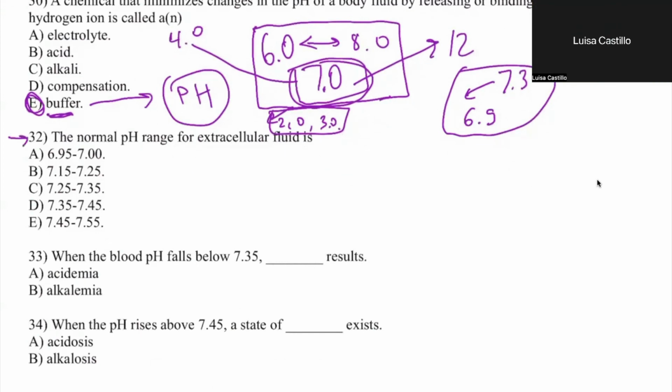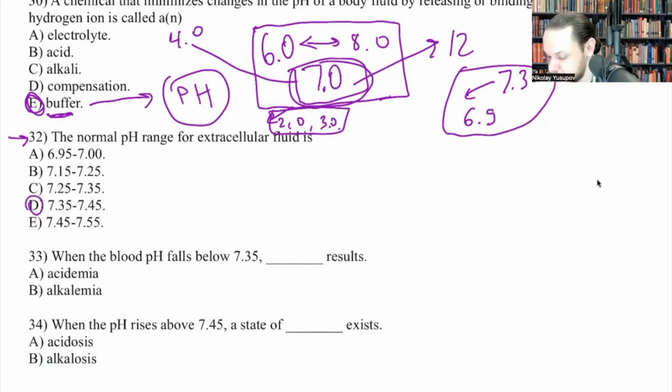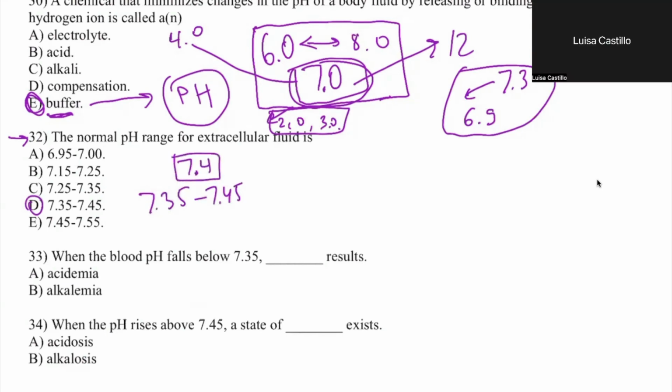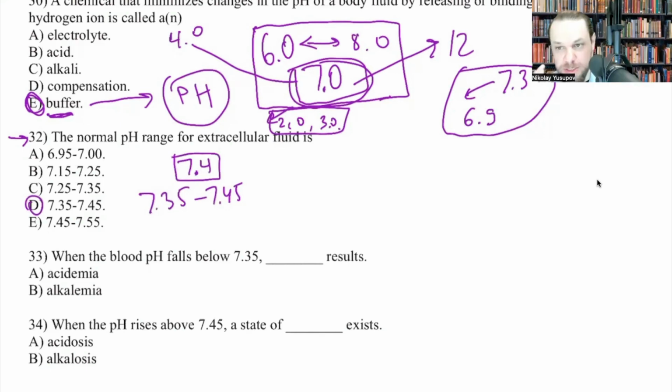All right, so 32, it's the normal pH range for extracellular fluid. It's 7.35 to 7.45. Yes, 7.35 to 7.45. Ideally, our blood is usually about 7.4. That's like your mid-range, and then we want to maintain this range. We're going to get to some other questions, but basically what the buffer system does is it keeps your acid-base balance in this range.